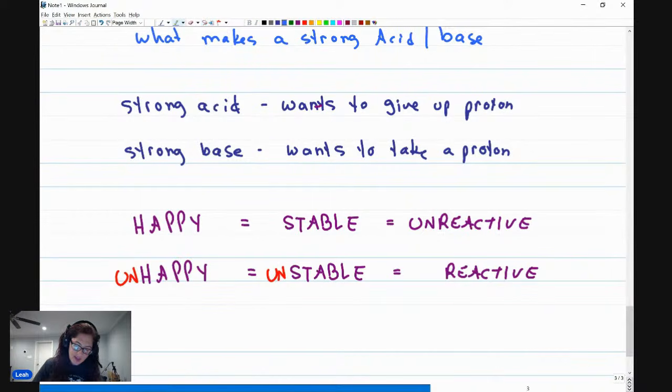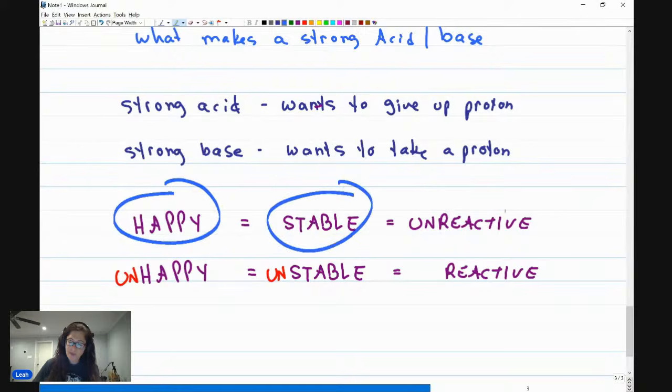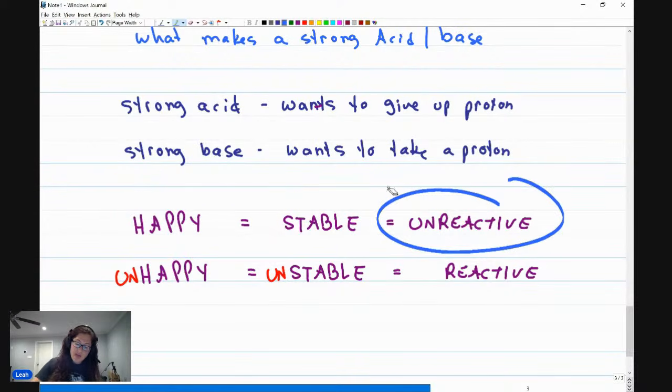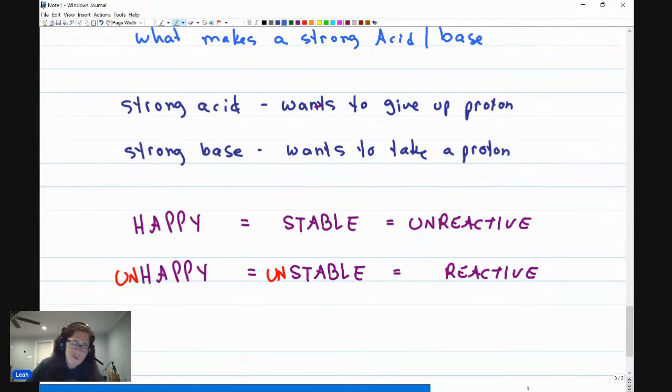If something is happy, it is stable, it is unreactive. If a molecule is happy, it doesn't want to change its state. If you don't have an exam tomorrow and you're sitting on the couch, scrolling on your phone, you're stable, you're unreactive, you're not getting up for anything. But if you have an exam and you're stressed about it, you're unstable, you are reactive, you're going to get up, you're going to go study, you're going to do something to change the situation that you're in, because that situation is not ideal for the moment.